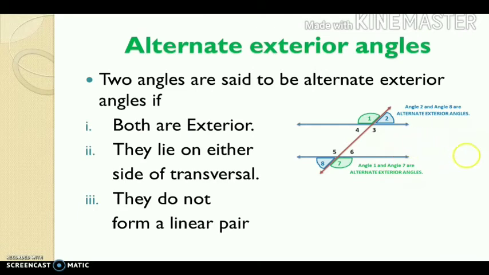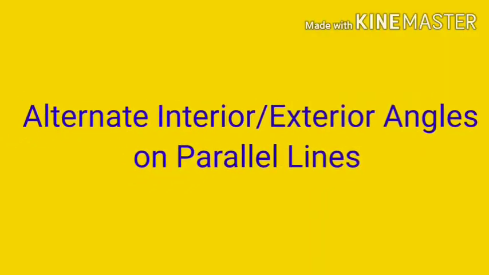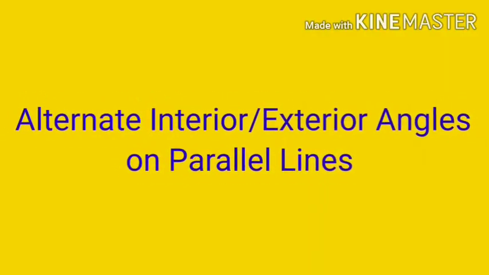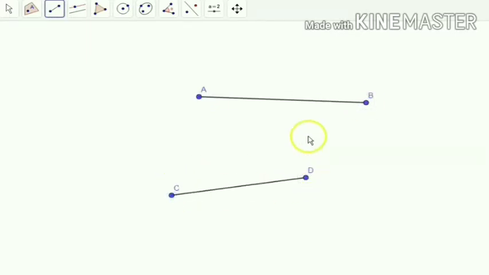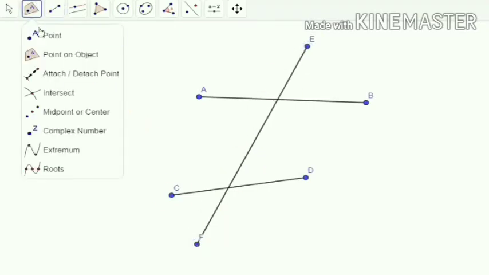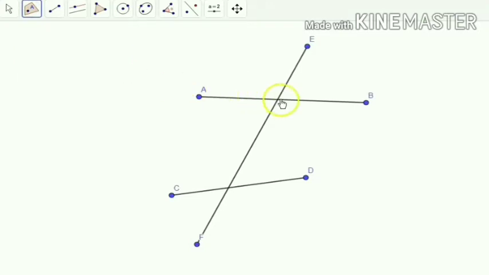Let's observe. Angle 1 and angle 7, they are alternate exterior. Angle 2 and angle 8 are alternate exterior angles. Let's observe alternate interior or exterior angles on parallel lines. Let's draw a line segment. Let's draw another line segment which is not parallel to the given line segment. Let's draw a transversal intersecting AB at point G and intersecting CD at point H.